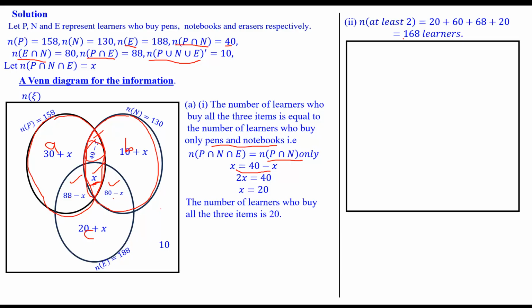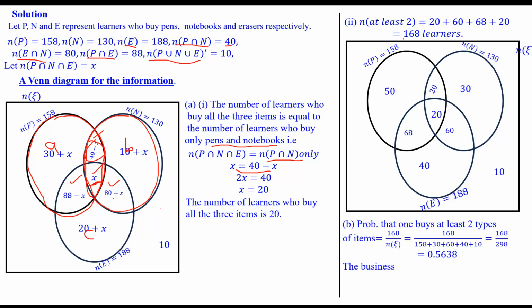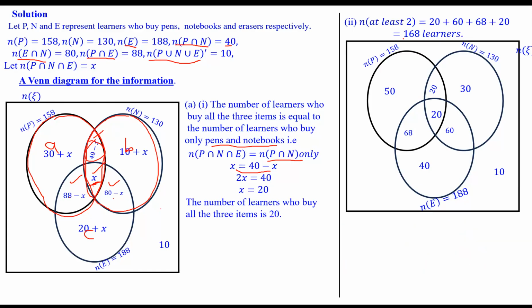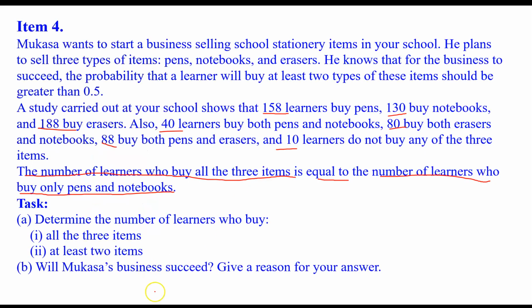So we can even draw a Venn diagram to represent the real values for each region of the set. We can draw it very fast, and that's what we shall have in each part. When you substitute x is equal to 20 in each region of the Venn diagram, this is what we shall get. So now we can proceed to the last part. The last part, they are asking us, will Mukasa's business succeed? Give a reason for your answer.